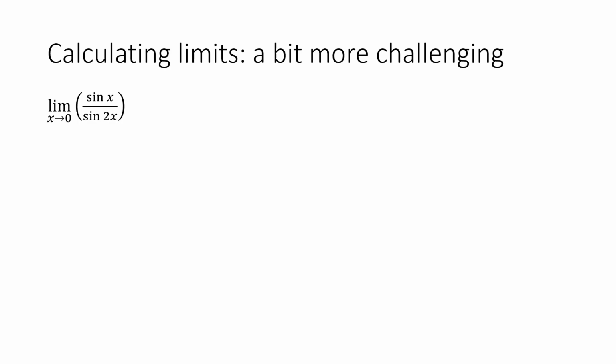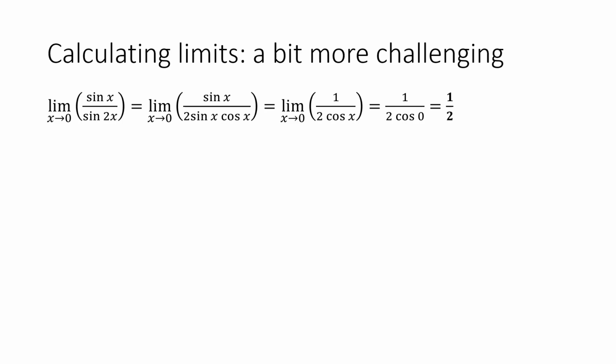But you can use one of these identities for sine of 2x. There we have 2 sine of x cosine of x, and cancel. You get that this is basically the same as 1 over 2 cosine of x. And if you put in x equals 0 into 1 over 2 cosine of x, you get 1 over 2, which is not an issue. So it's approaching the value of 1 over 2 at this point, even if it's not exactly equal to it.